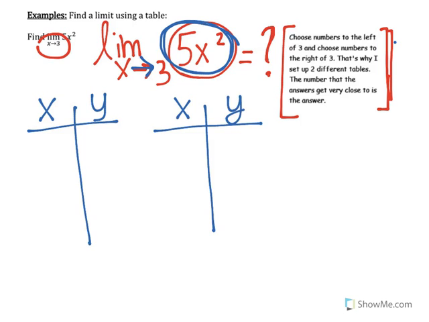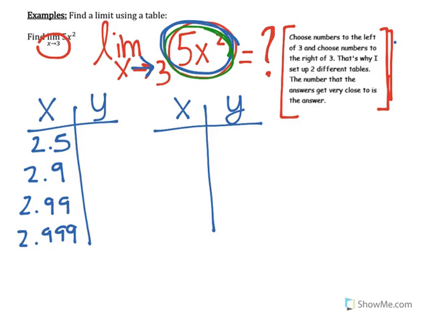I'm going to separate them in two separate tables, values to the left of 3. So what are some values to the left of 3? 2.5, 2.9. Remember, where x is approaching 3, we're getting closer and closer to 3. So I'm going to pick values that are closer and closer to 3. And now what I'm going to do is simply plug them into the function.